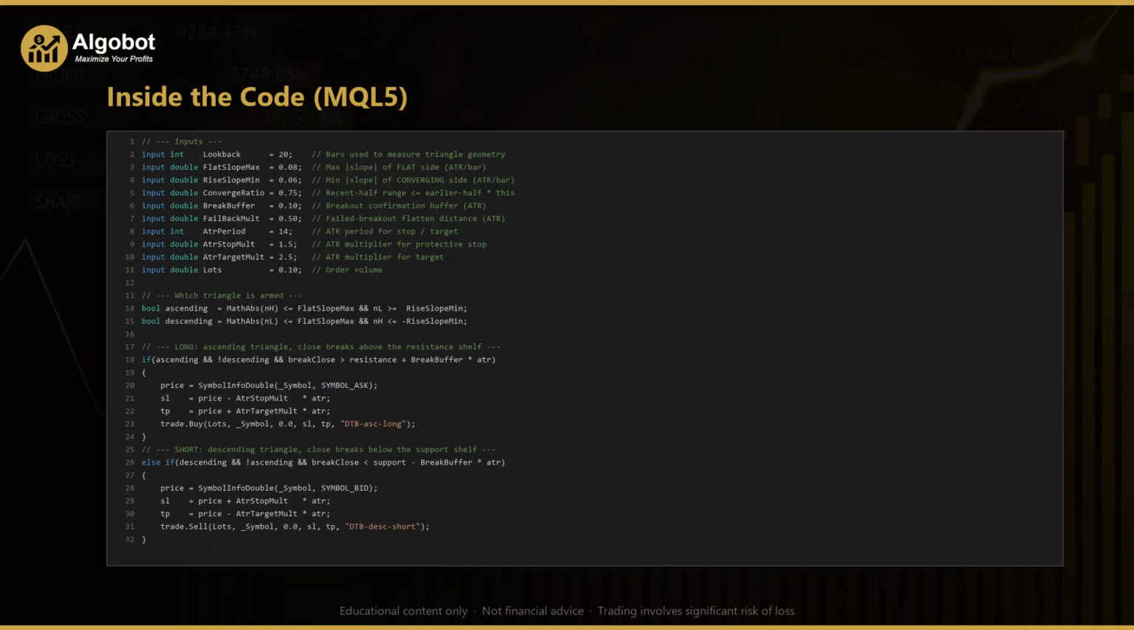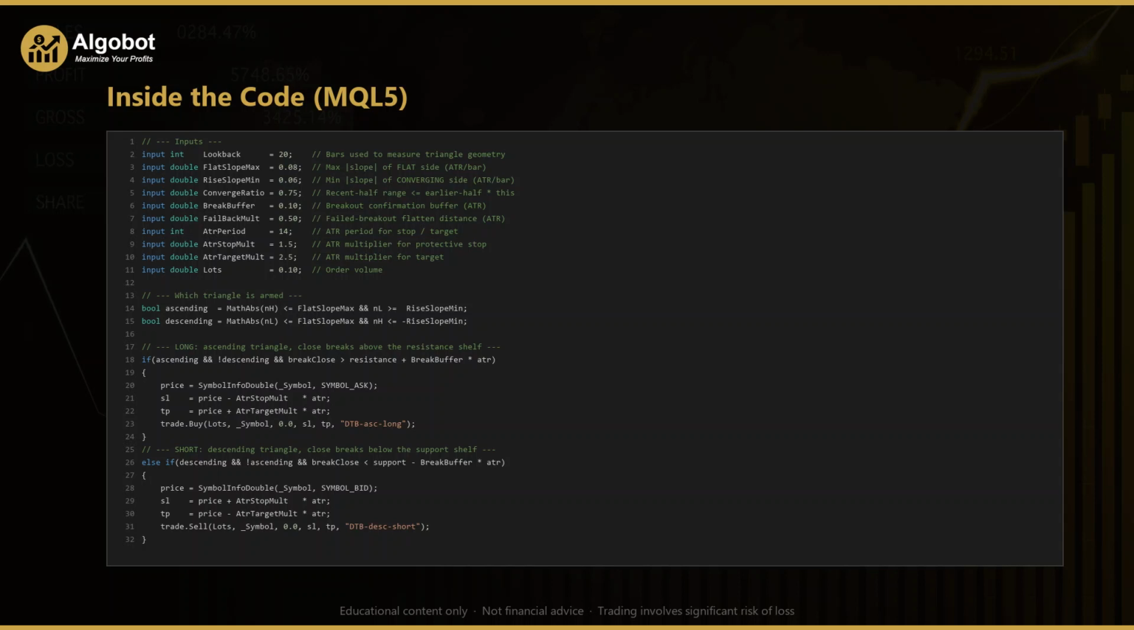The long block fires when ascending is true, descending is not, and the just completed bar's close is above resistance plus BreakBuffer times ATR. It reads the ask price, sets the stop ATR stop multiple times ATR below, sets the target ATR target multiple times ATR above, and calls trade.buy with those levels.